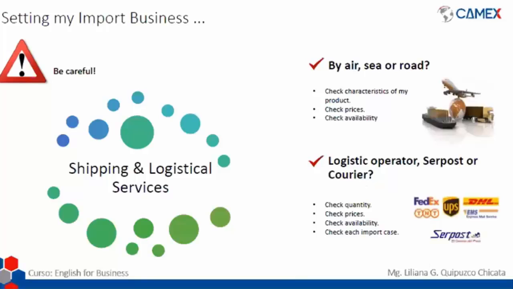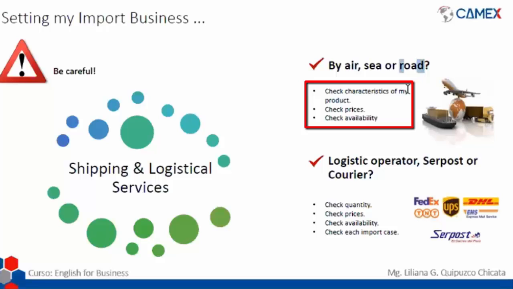So now, finally, we're going to check the shipping and logistical services. In this case, remember that you can import by sea, by air, or by road. But before choosing one, you have to check the characteristics of your products. Maybe if your product is dangerous, you will not be able to send it by sea or by air. You will only have the option to send it by road.